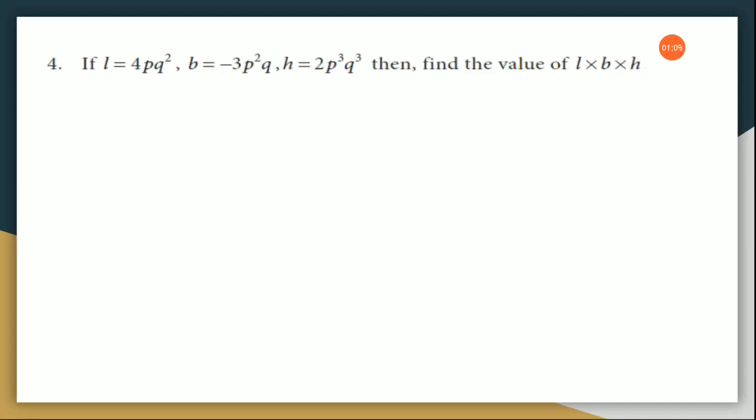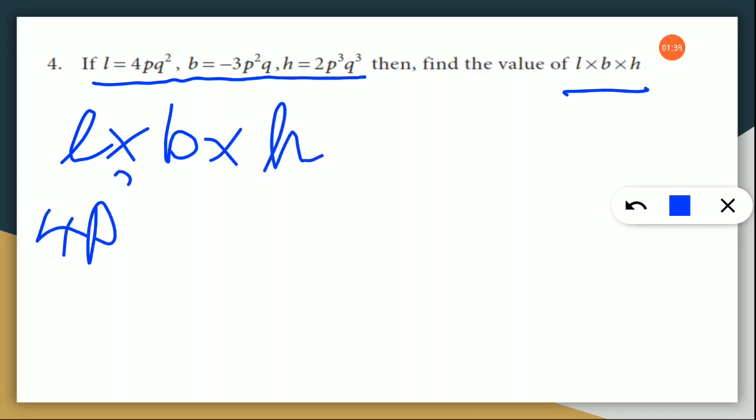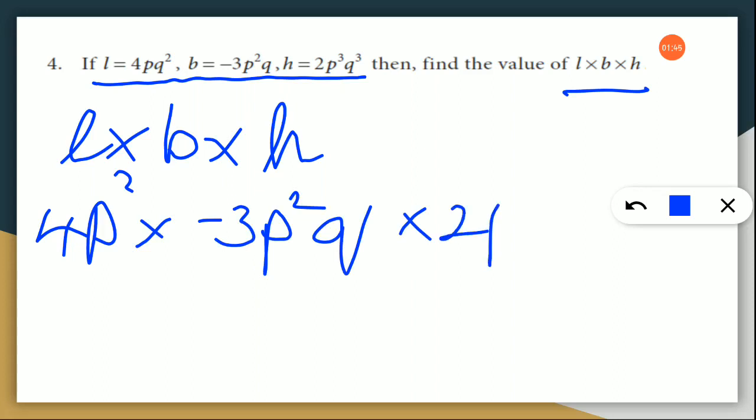Now look at the fourth question. The value of L, B and H is given. We are asked to find out the value of L into B into H. So therefore we are going to multiply these three terms. Okay? First L into B into H. The values of L, B, H are 4p square into minus 3p square q into 2p cube q cube.